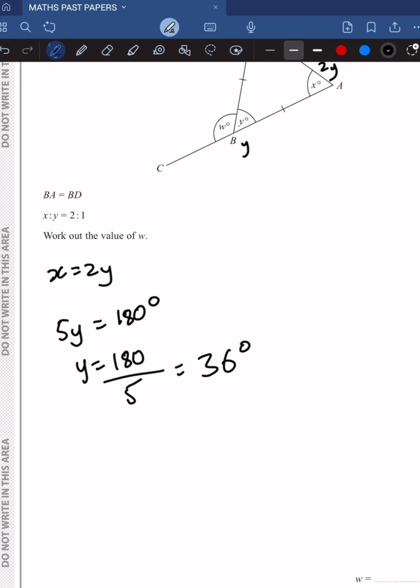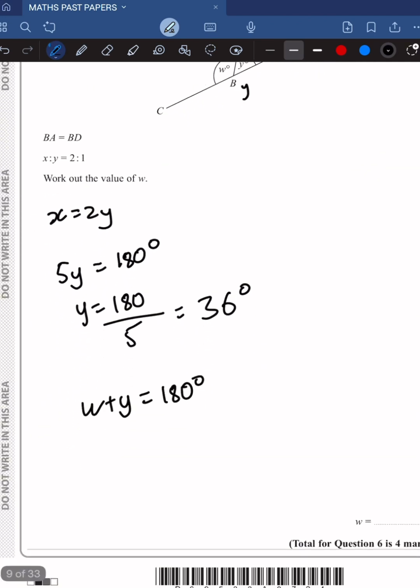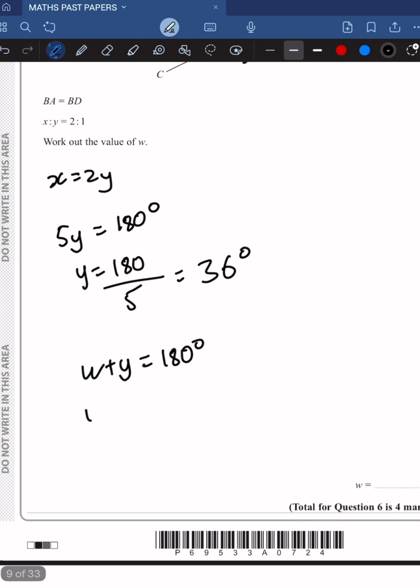Now we know that W plus Y equals 180 degrees, because angles on a straight line equal 180 degrees. W equals 180 degrees minus 36. Therefore, what is that equal to? 144 degrees.